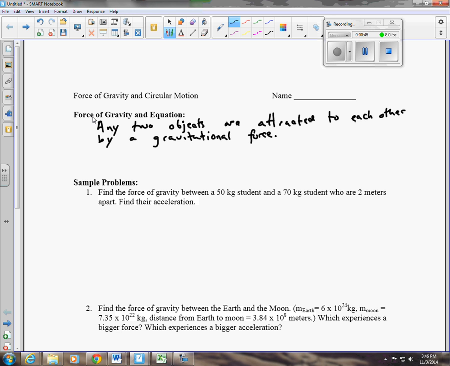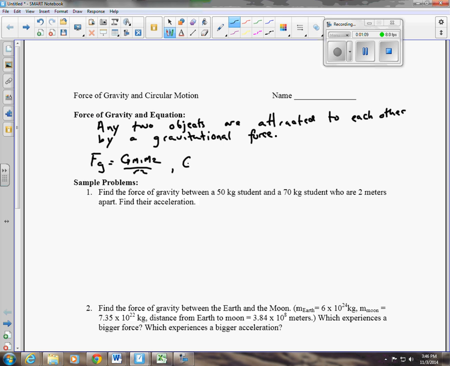So for this example down here, we've got a 50-kilogram student and a 70-kilogram student. We don't think about it, but they're attracted to each other by a force of gravity. We can use this equation to find the strength of the force of gravity. The M stands for masses there, so we've got two objects, mass 1 and mass 2.